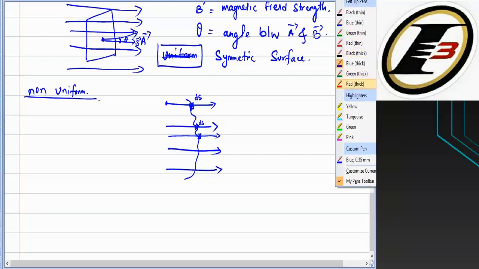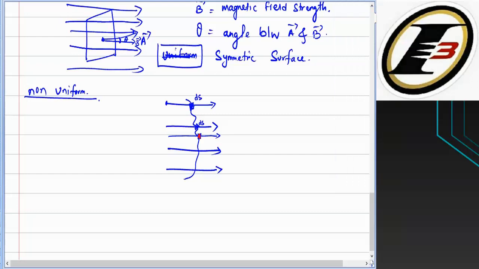We choose small surfaces, similarly here also we choose a small surface. Now see, for this small surface ds, the area vector is perpendicular to the surface, and this is the field strength. So what is the theta? This is the theta. So how can you calculate the magnetic flux? We call these small surfaces ds1, ds2, ds3, ds4, ds5.